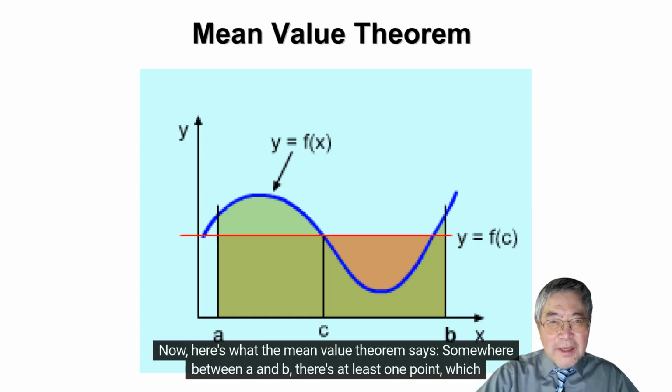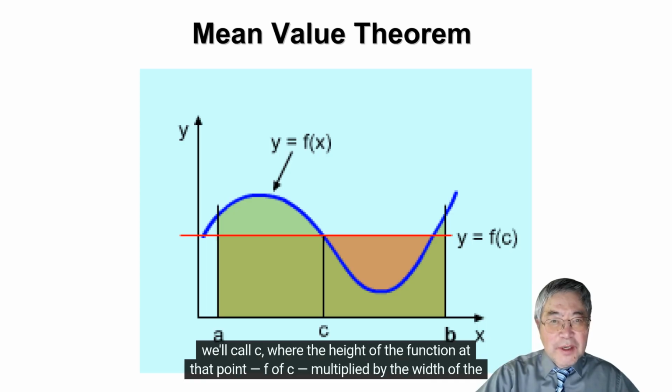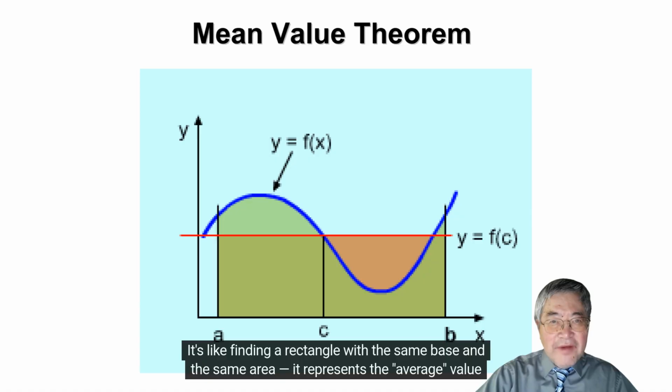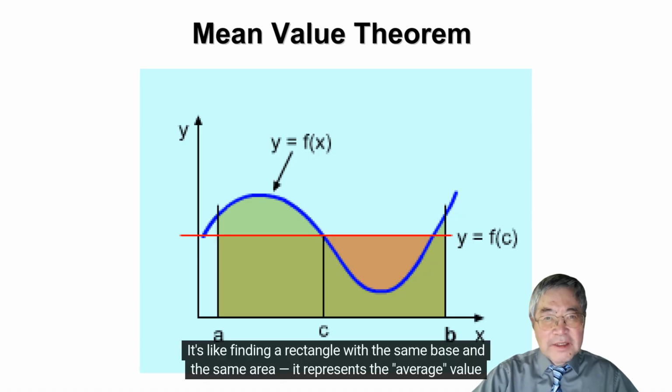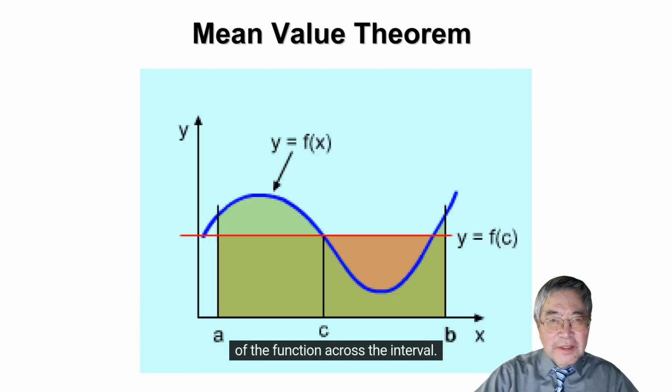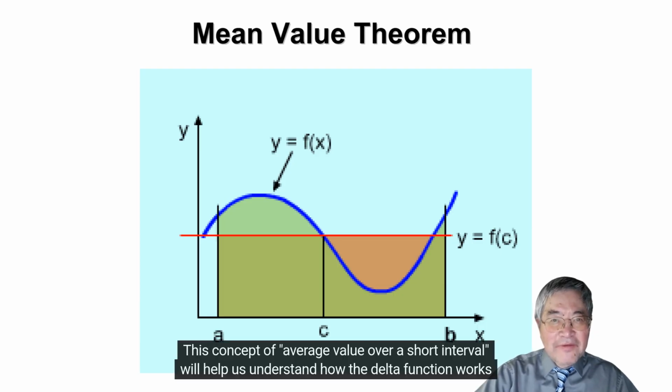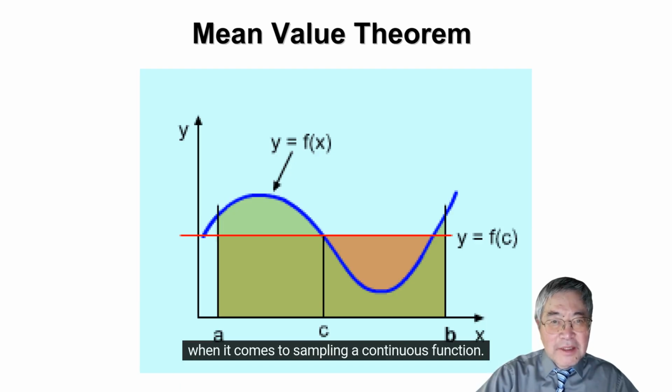Somewhere between a and b, there's at least one point, which we'll call c, where the height of the function at that point, f of c, multiplied by the width of the interval, gives you the same area as the one under the curve. It's like finding a rectangle with the same base and the same area. It represents the average value of the function across the interval. This concept of average value over a short interval will help us understand how the delta function works when it comes to sampling a continuous function.